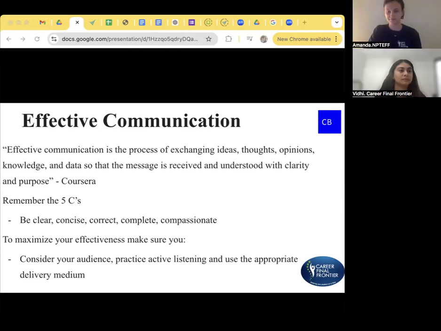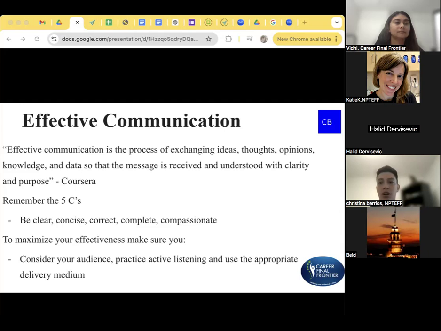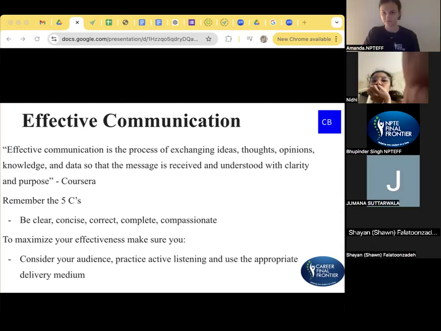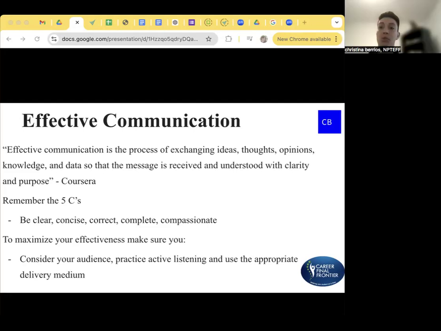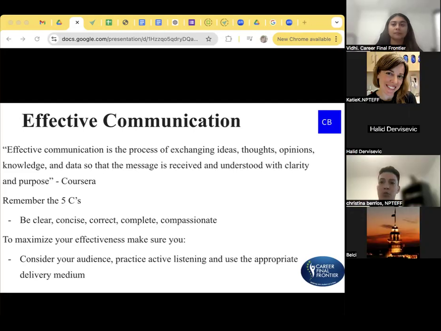In order to maximize your effectiveness, make sure that you consider the audience that you're communicating with, practice active listening, and use the appropriate delivery medium for your message. A lot of people think communication is just telling or educating in one direction, but communication is a 2-way street. So you also have to practice good listening, asking inquisitive questions, and being able to paraphrase what you heard to make sure that you're gaining understanding while also seeking to be understood.